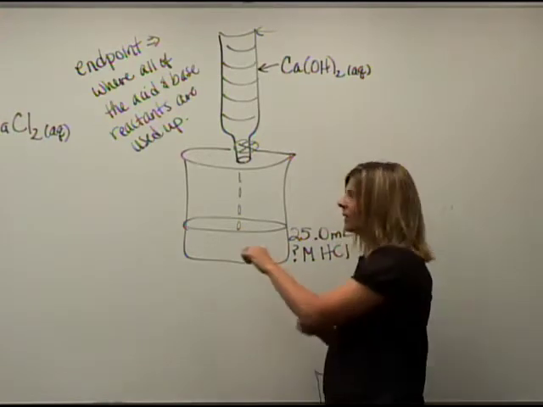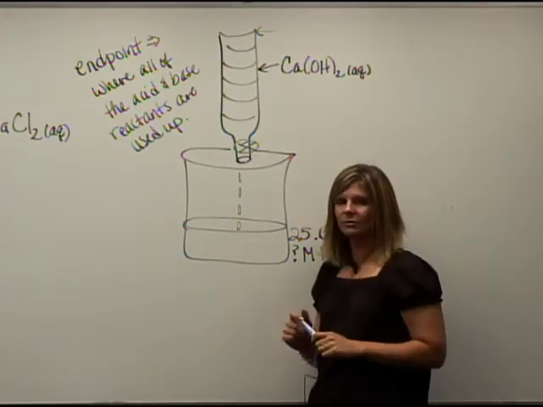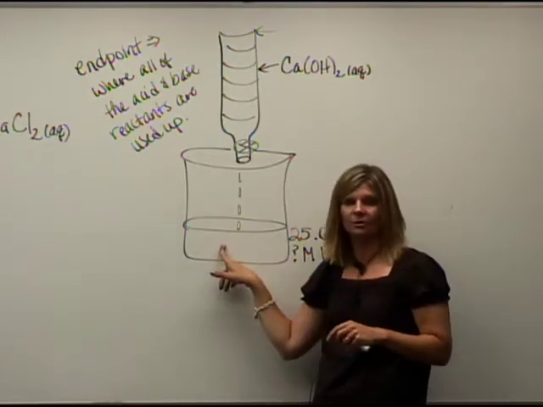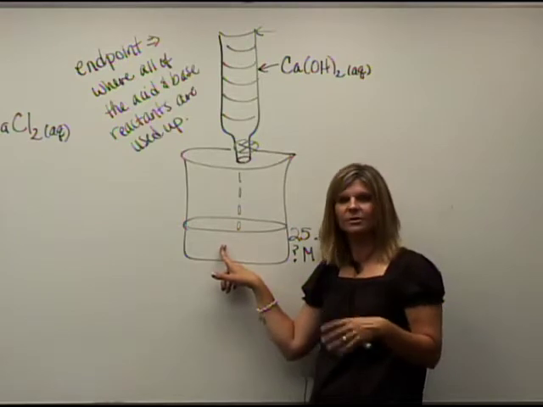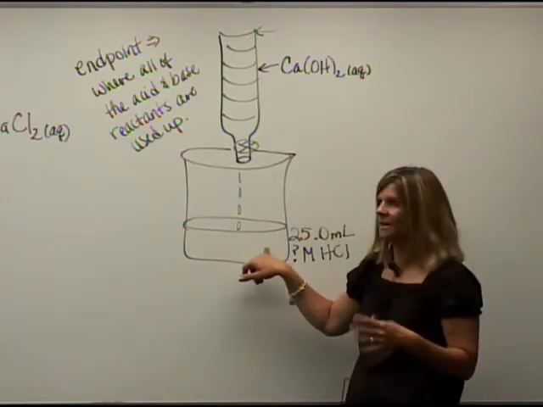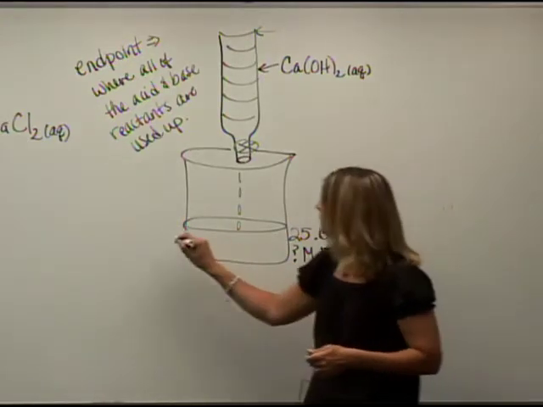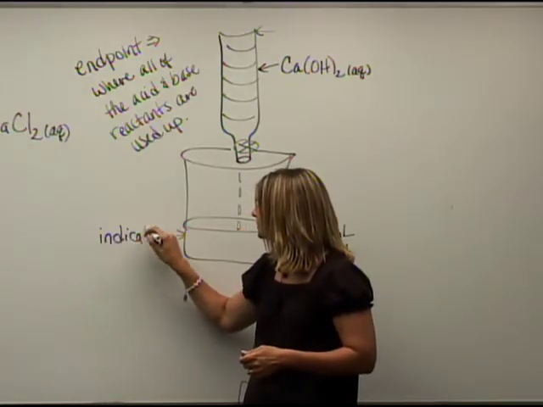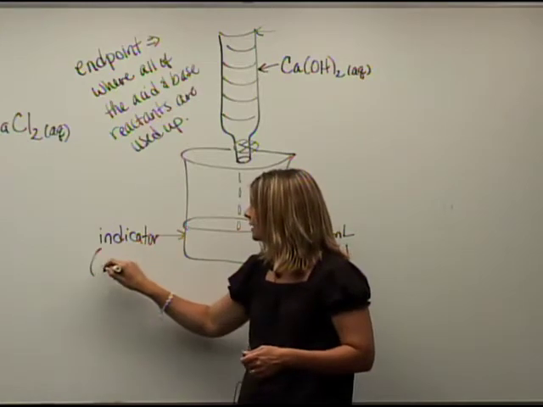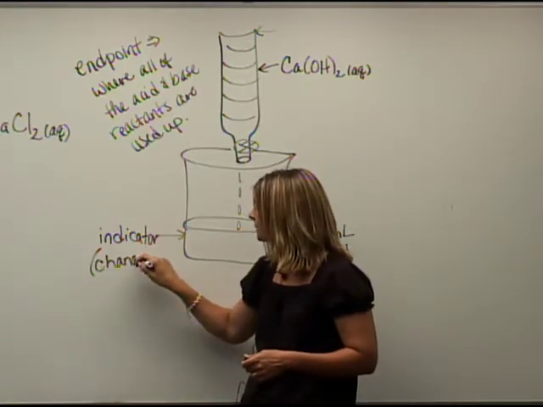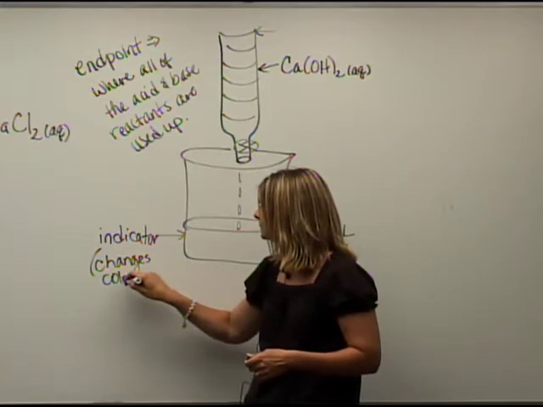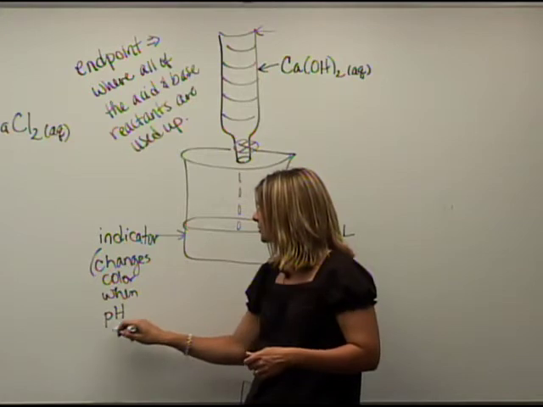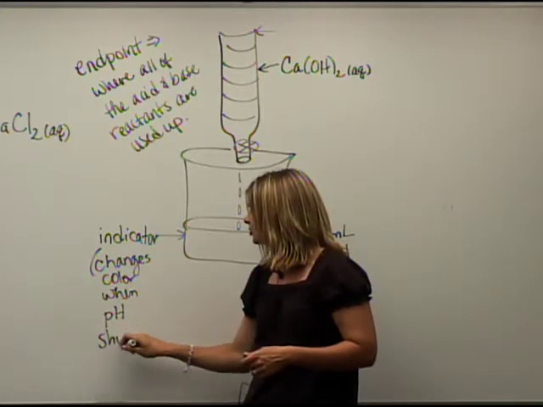How do I know I've gotten to the end point when I'm doing this reaction? This is a clear colorless solution, and this is a clear colorless solution. There's a couple different ways to do it, but one of the traditional methods is to add something called an indicator. So we put a few drops of an indicator into this solution, and it changes color when the pH shows the end point.